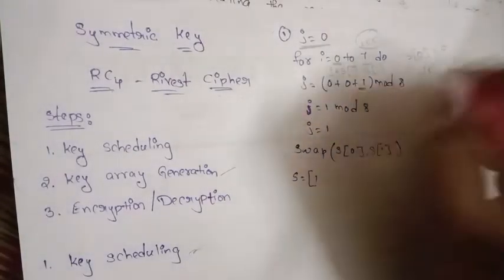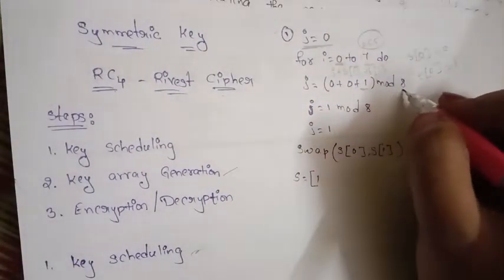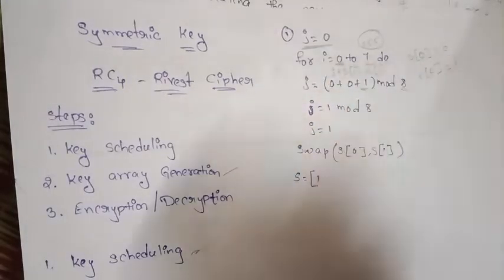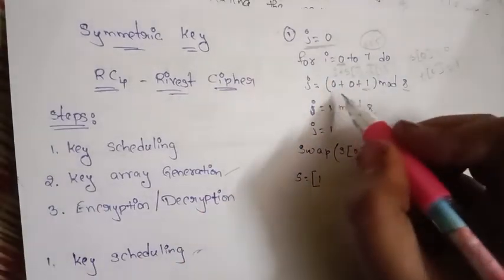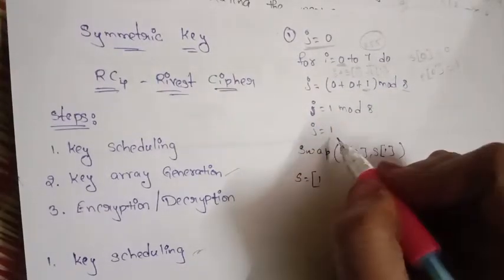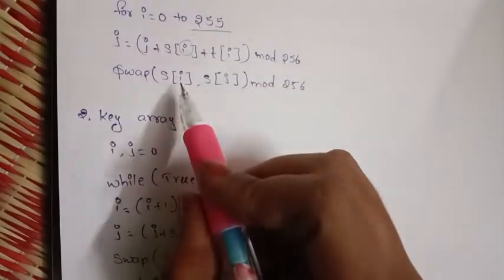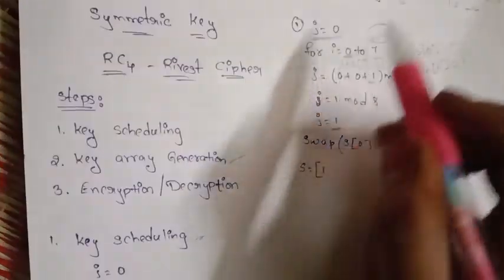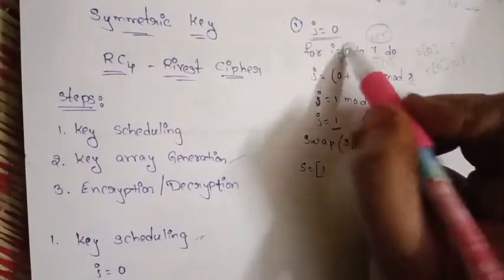1, and just name it here. Then up to mod 8, that means here you just have 8 bits. So 0 plus 1 mod 8, that means 1 mod 8, and 1 mod 8 is 1. Now what I need to do, guys, is just swap S of I comma S of j. What is the S of I value? Initially I took I value as 0 and j value as 0.